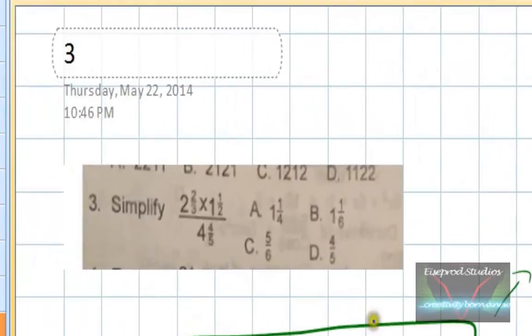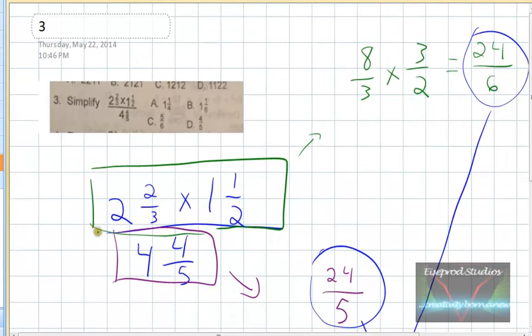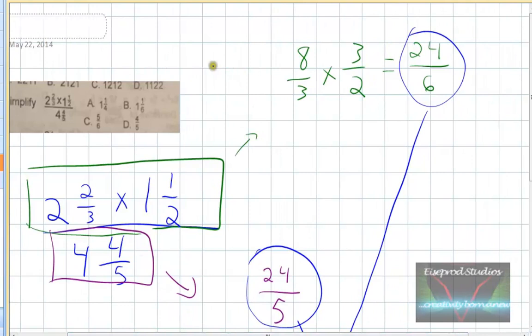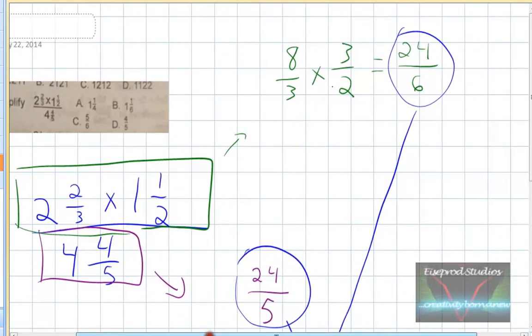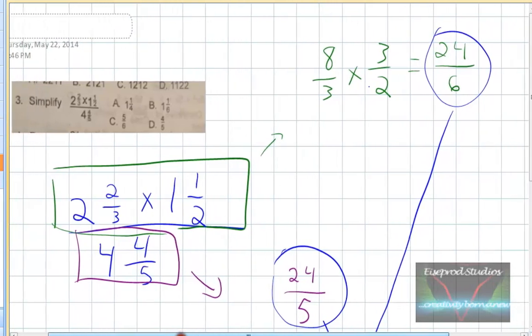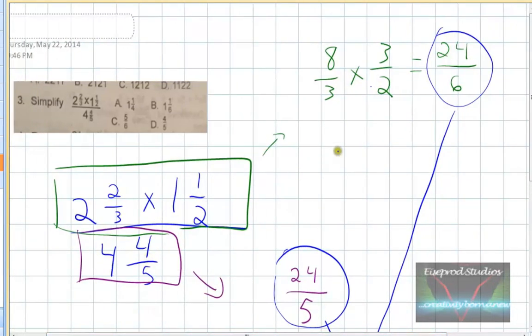Alright, so here we have question 3, and it wants us to simplify 2 and 2/3 times 1 and 1/2 over 4 and 4/5. So I've rewritten the problem, just as it's written up here, but I've outlined the numerator in green and I've outlined the denominator in purple. And I went on to show my work for the numerator and the denominator in separate places, just so that you could see separately what's going on. So the first thing you want to do is convert all of these into improper fractions instead of mixed numbers. That'll make it much easier to work with.